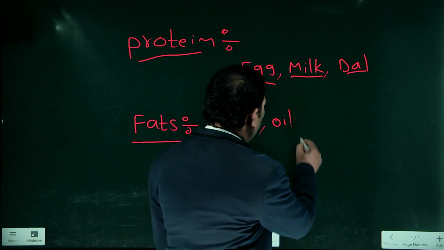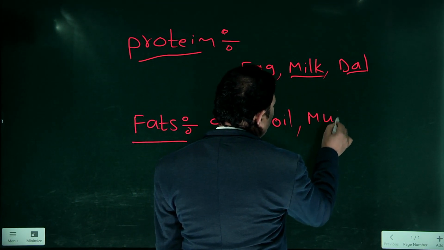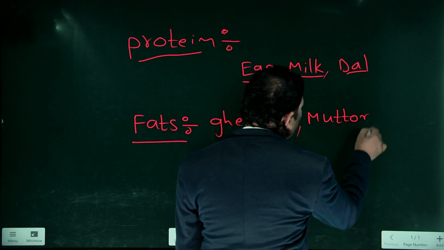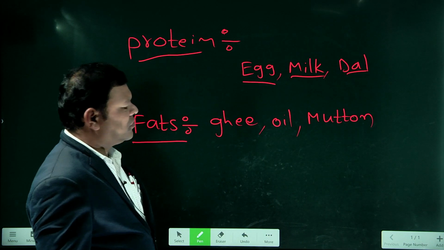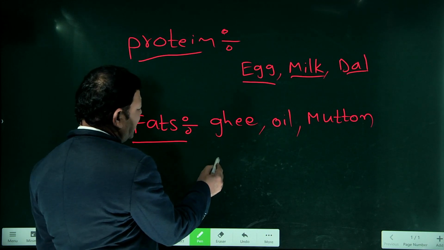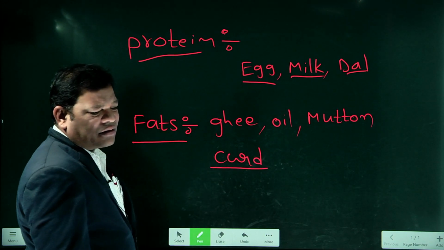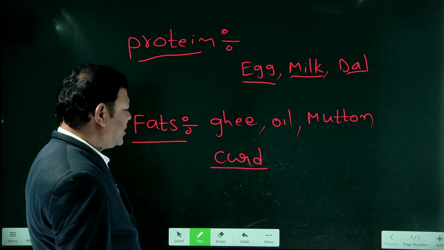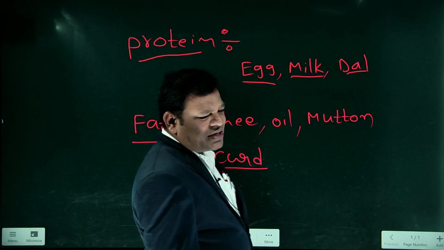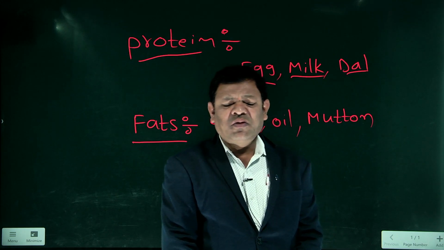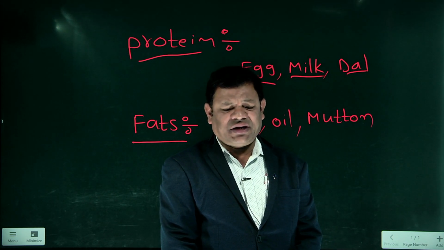Okay. So in mutton also fat is present. Do you know curd? In curd also fat is present. Okay, so these are the food components in which more fats are present.